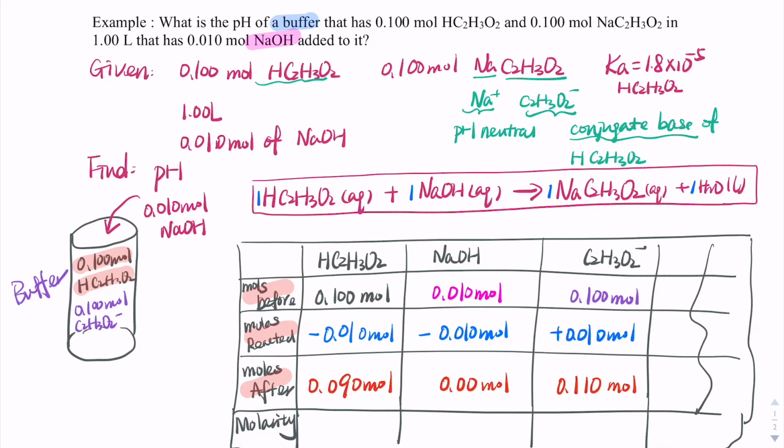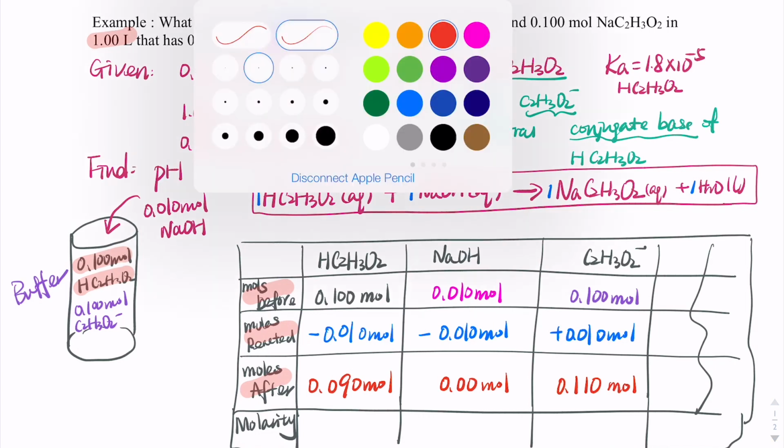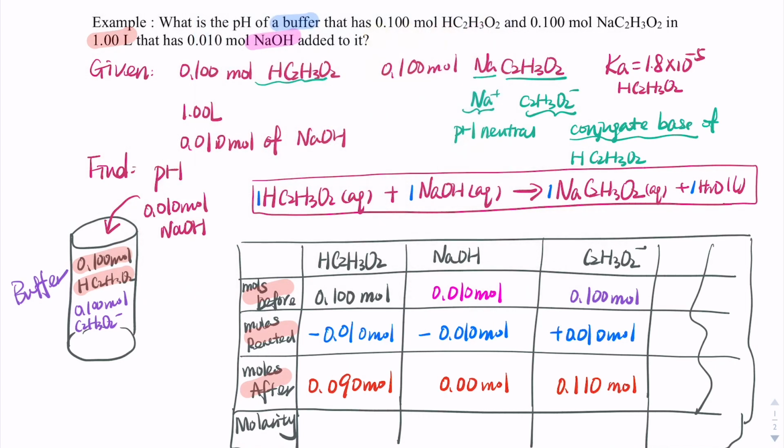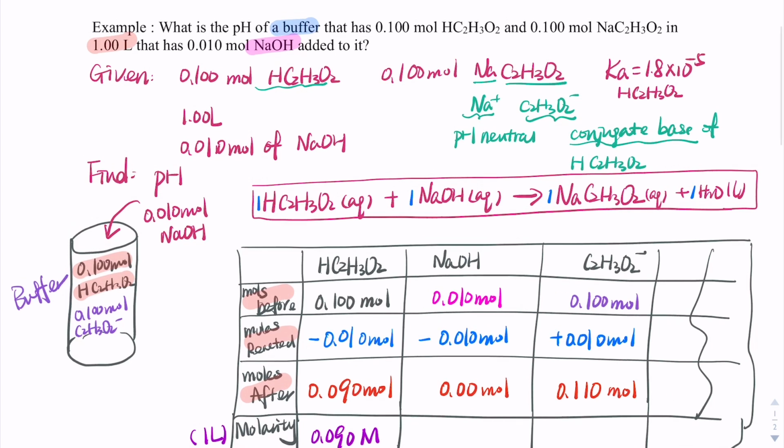For this question, it's not bad because we give you just 1 liter. So in order to calculate molarity, you just need to divide by the liter. In this case, it's still the same value, but the unit is going to change, because the unit is going to be molarity. So 0.09, again, you divide it by the 1 liter from the question. This is 0.09, and this will be 0.110 molarity.